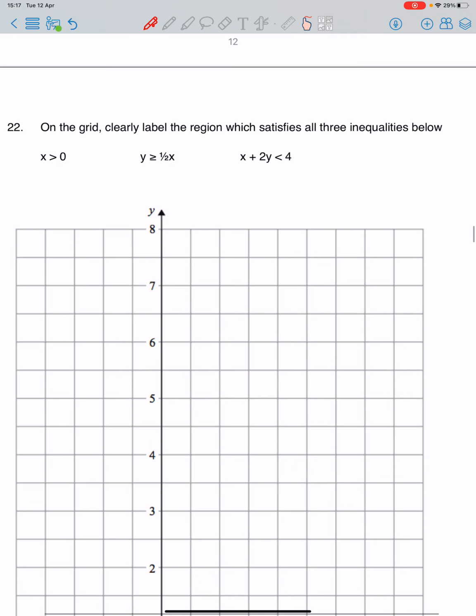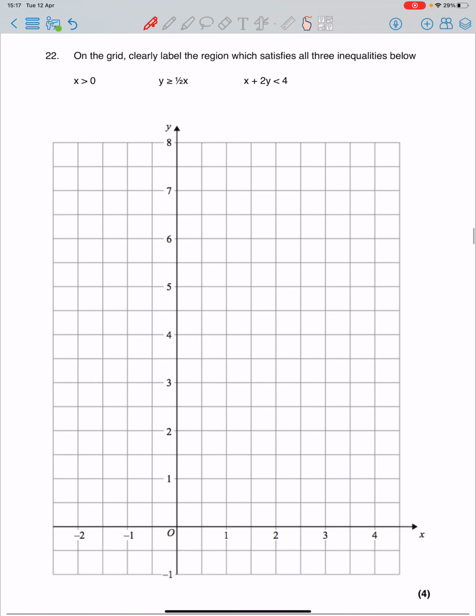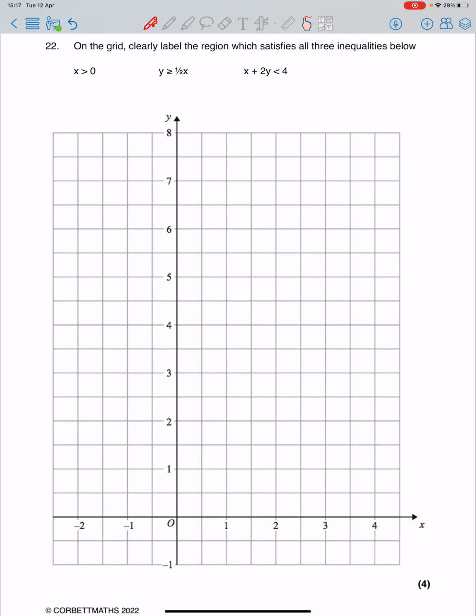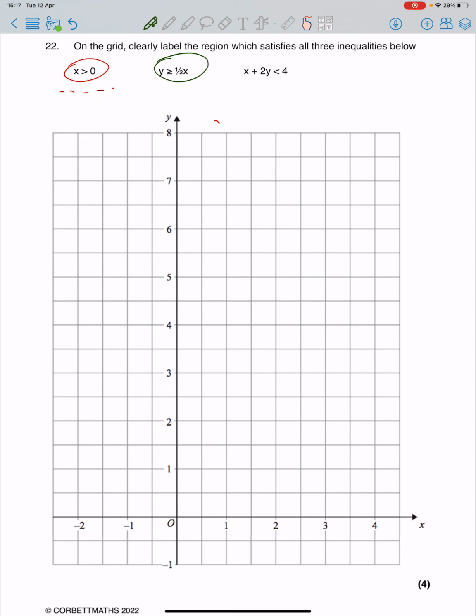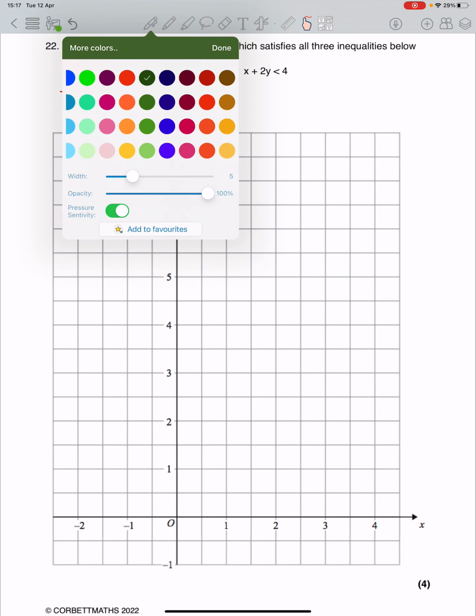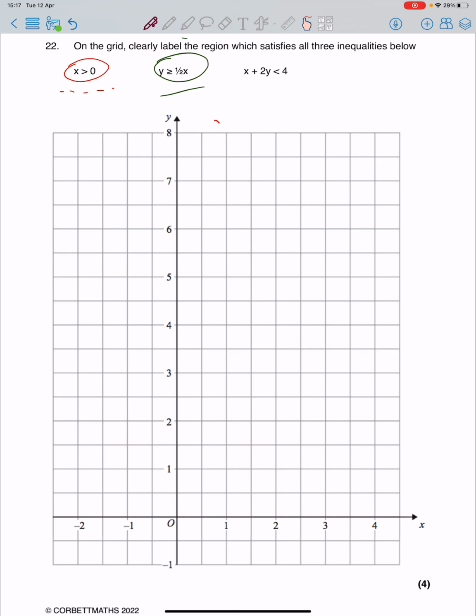Okay, next question. On the grid, clearly label the region which satisfies all three inequalities. So x is greater than 0. So first of all, there's understanding when do we draw a solid line and when do we draw a dashed line. So whenever you see an inequality like this, that means we draw a dashed line because it doesn't include that bit. And when you see an inequality like this, we draw solid lines. So this one's going to be a dashed line.